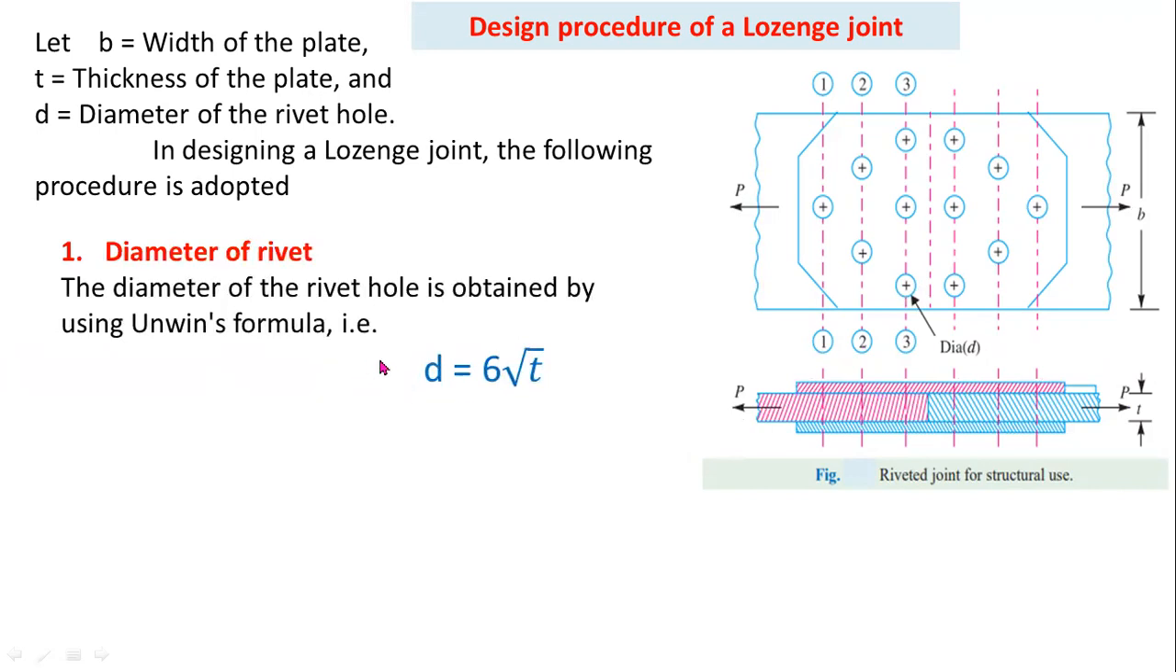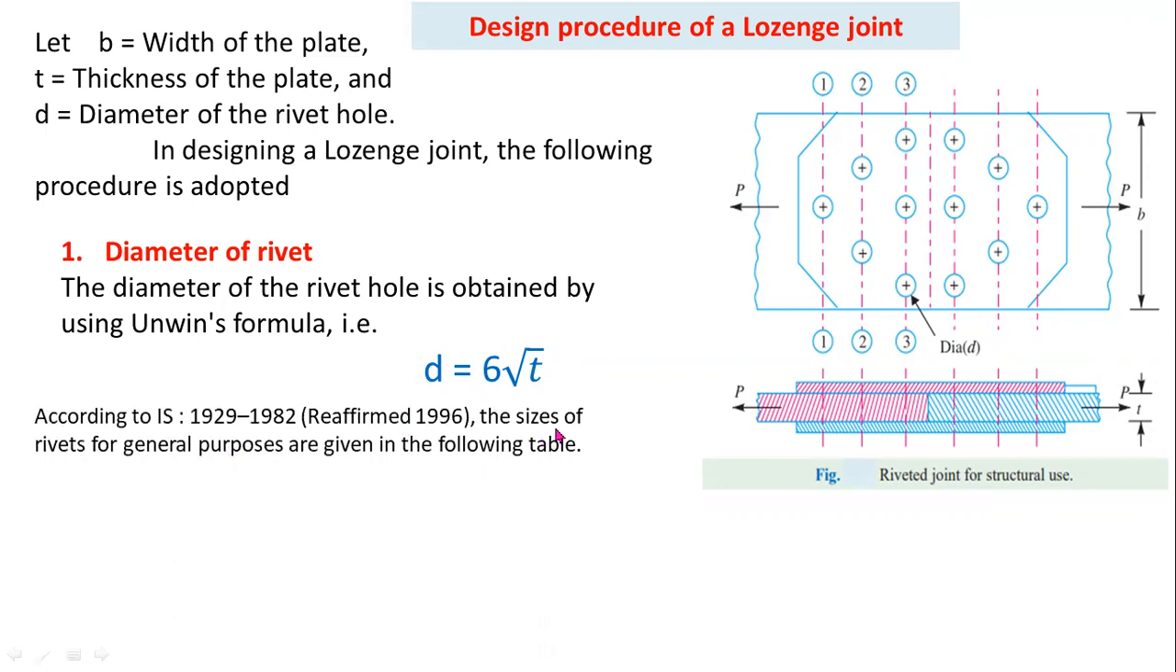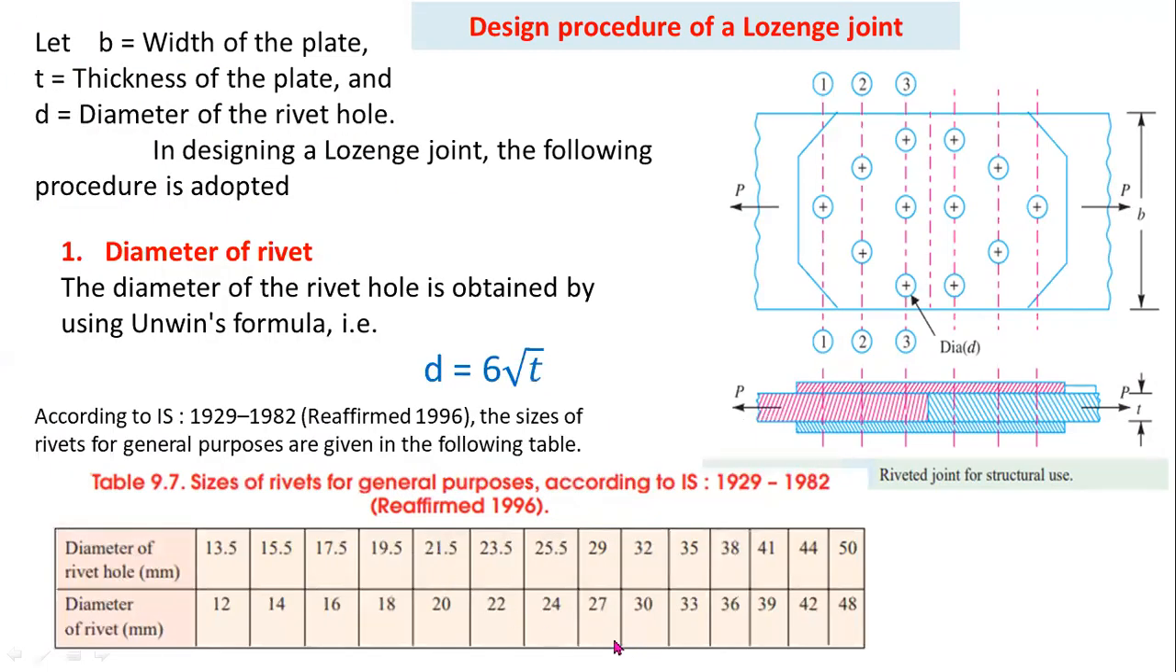In the first step, you have to determine the suitable diameter of a rivet hole. From this equation, you have to determine the diameter of a rivet hole. So small d equals 6 root t, where T is the thickness of a plate. After getting the diameter of a rivet, you have to select a standard size from this table. From this standard sizes table, you have to select a proper rivet hole size and rivet diameter.